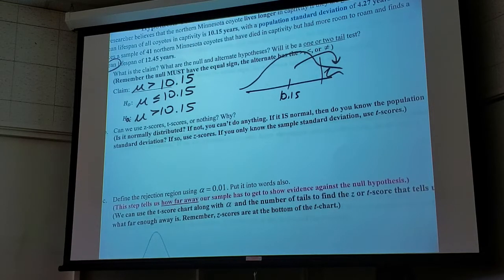You lost me at the H0. Why did we do that? What do you mean? Why did we do the less than or equal to 10.15? So whenever there's a claim, there's got to inherently be something that claim is fighting against. Okay, so is it always going to be the opposite? Yes. These are always opposites.